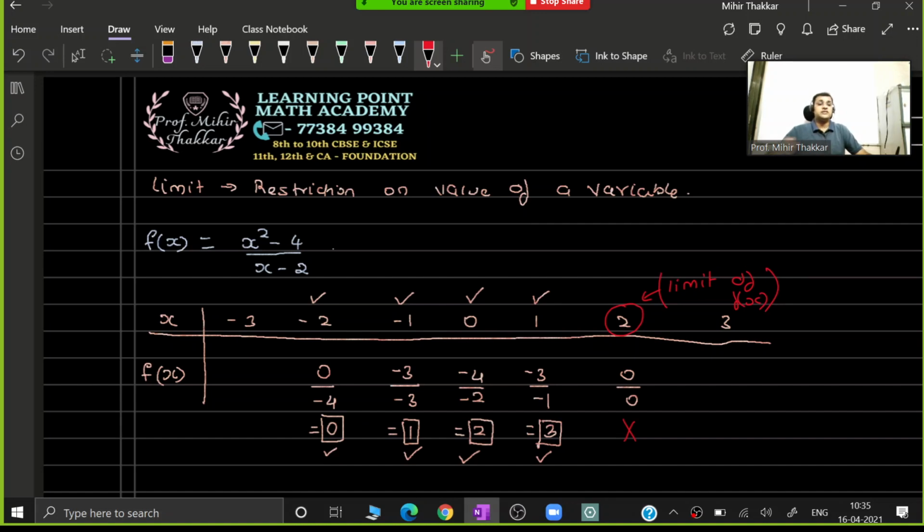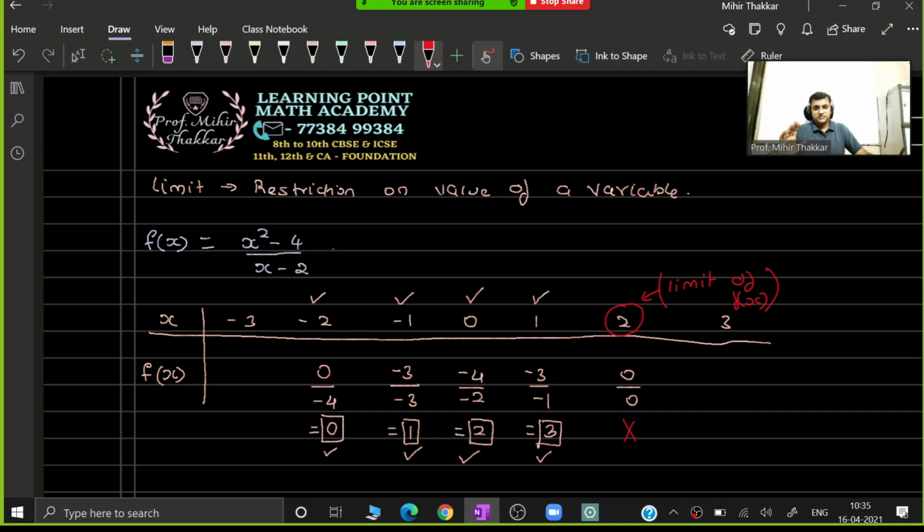Means this 2 is creating some restriction that I cannot use the value 2 in place of x in this function, because if I consider the value 2, the denominator is becoming 0, and if the denominator becomes 0, you know that division by 0 is not possible. Therefore, guys, this 2 becomes a limit, becomes a restriction on the value of x for this particular function.